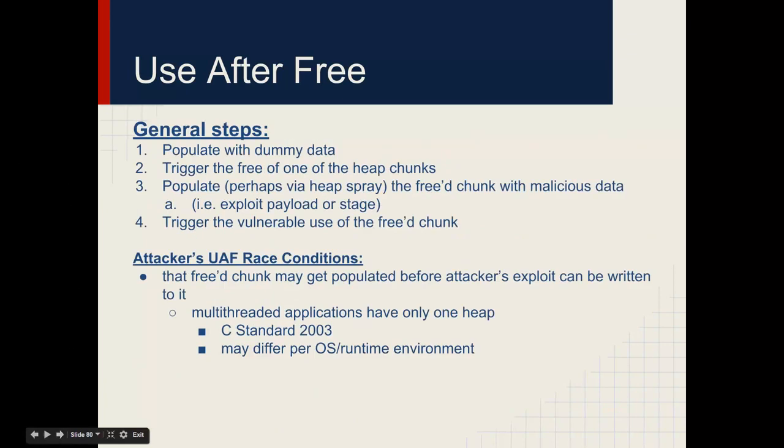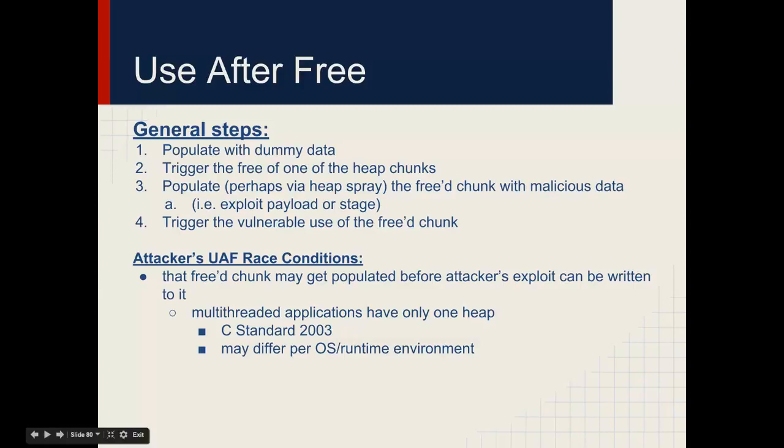I digress. The general steps of a use after free exploit are first to populate the heap with dummy data. Fill it with various objects at first to set up some expected structure that you want to work with. Trigger the free of one of the heap chunks, perhaps in the middle, and then populate the heap, perhaps via a heap spray, with malicious data. Typically, it would be considered a payload or a stage of the use after free exploit, and then trigger the vulnerable use of the freed chunk, perhaps of the secondary pointer or etc. However, it works out in the application.